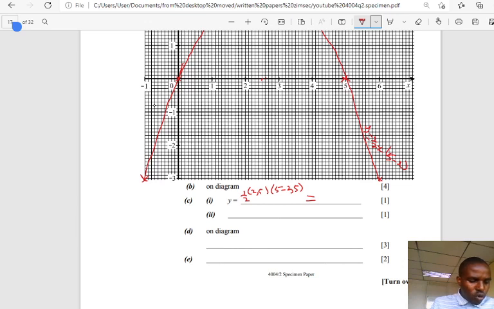2.5 divided by 2, then times 5 minus 2.5, which is 2.5. So it will be 3.125. To three significant figures, that is 3.13. Like this, done.